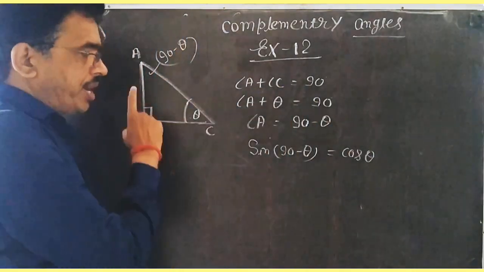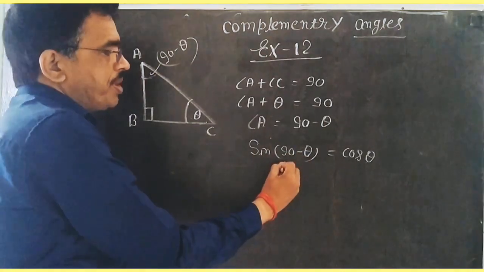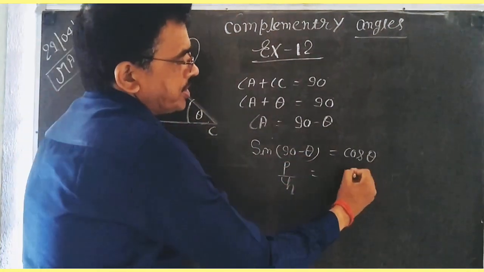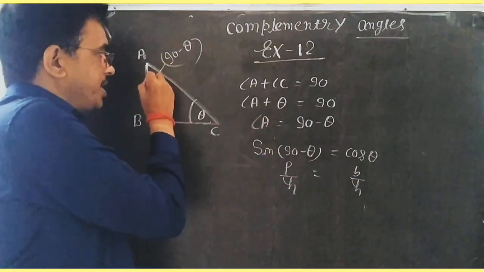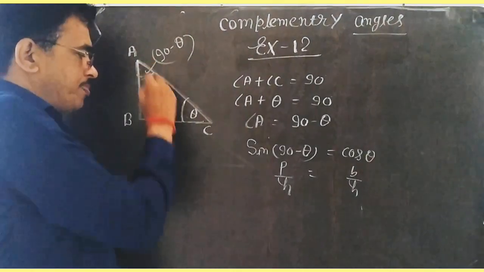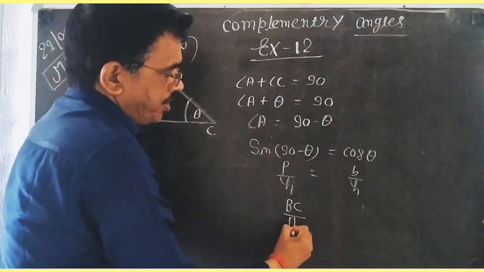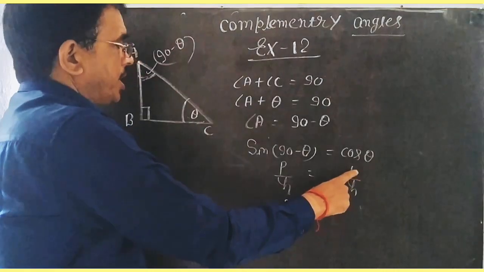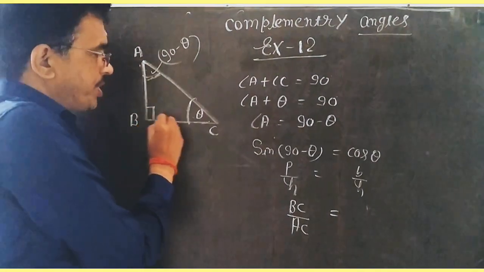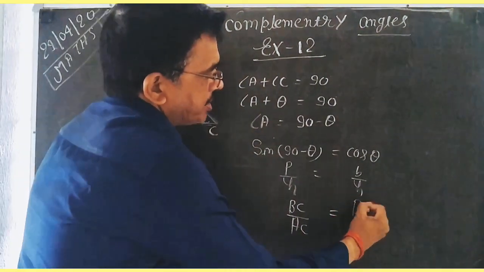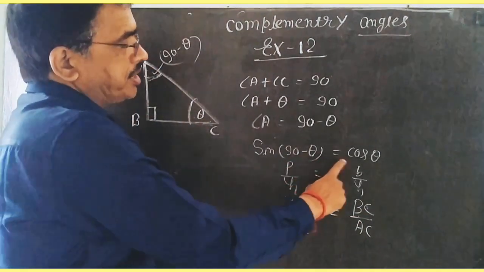Why is it equal? Find out here. Here is 90 minus theta. So sine 90 minus theta is equal to P by H. Cos theta means B by H. In this figure, for sine 90 minus theta, the angle is here, so the perpendicular is BC and the hypotenuse is AC. Similarly, cos theta is equal to B by H. Theta is here, so for this theta, the perpendicular is AB, and BC is the base. So BC is the base and the hypotenuse is AC.